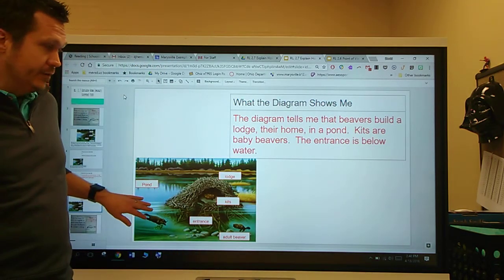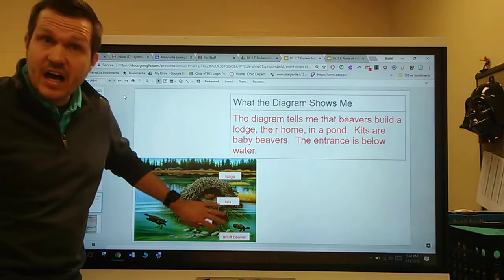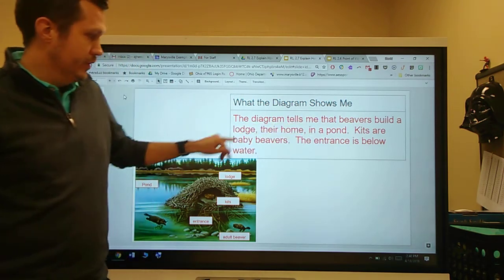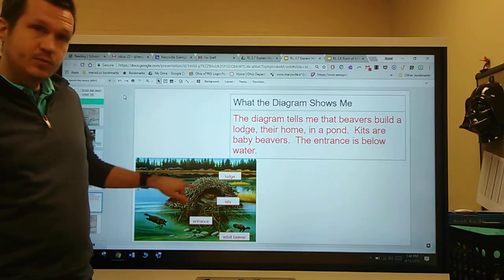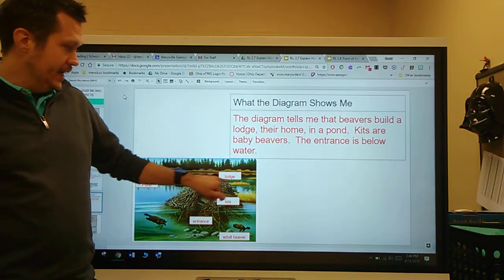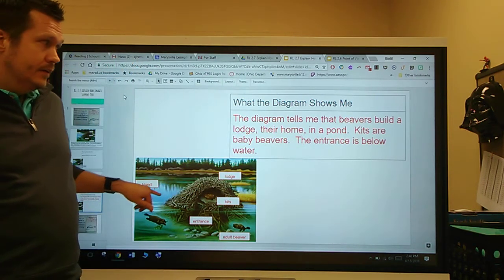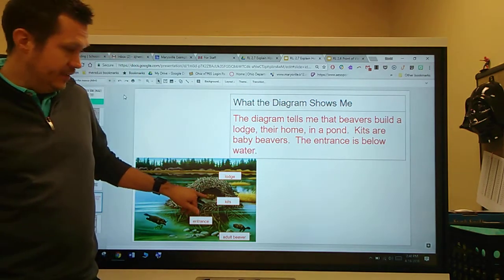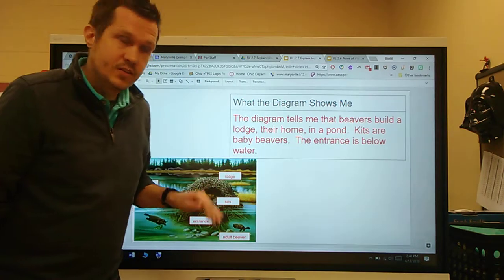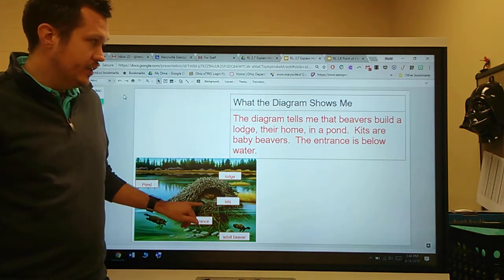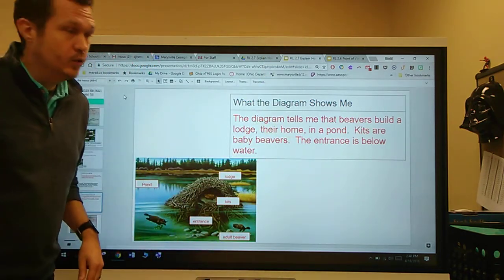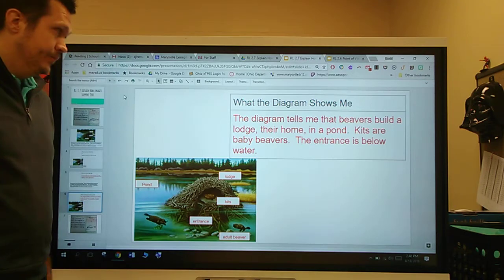So here's the diagram that we looked at earlier. It's teaching us a lot of stuff too, so it's important to look at that. The diagram tells me that beavers build a lodge. There's the lodge right there. That's where the beaver lives. That's their home. And they build the lodge inside the pond. And the kits, those are called baby beavers. And this is really cool. The entrance to a lodge is underneath the water. So you have to swim under the lodge to get into it. That's a pretty cool way to live if you were a beaver.